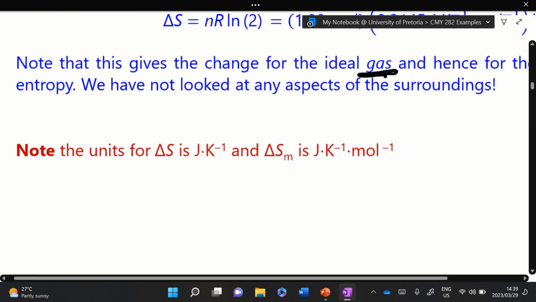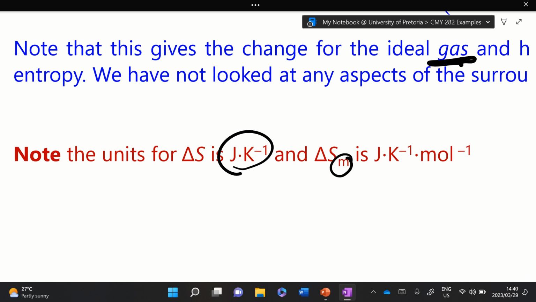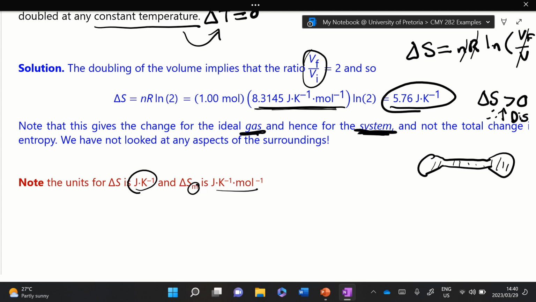Okay, just a final note. In terms of the units, you note the units for delta S is joule per Kelvin. And then for the molar entropy, it will of course be joule per Kelvin per mole, right? And of course you need to match your R value constant to the right units. So if you were given something which wasn't in mole or whatever, then you needed to match that into the correct units. All right. So just be cognizant of that, whether you're asked to calculate the molar entropy or the entropy, then you know which units you need to work in. Okay.